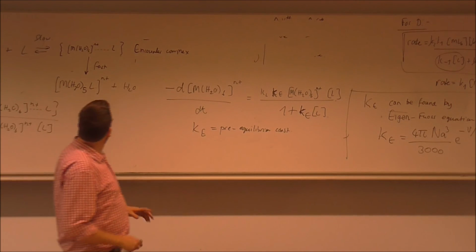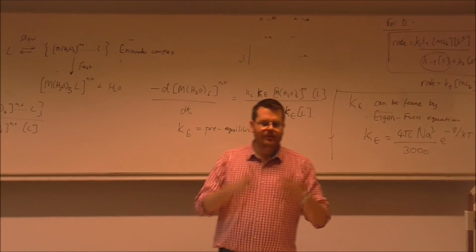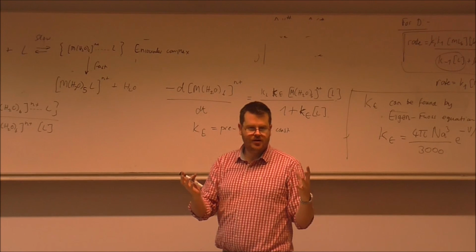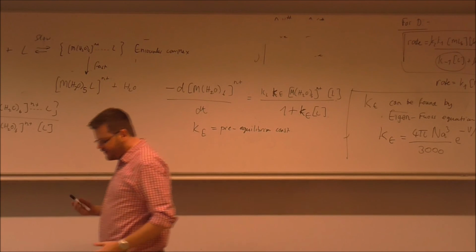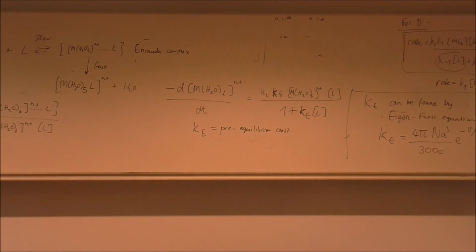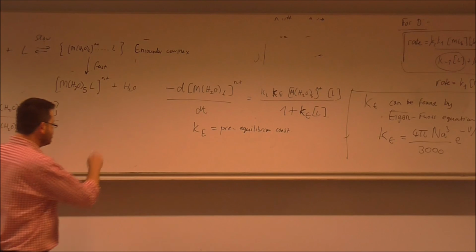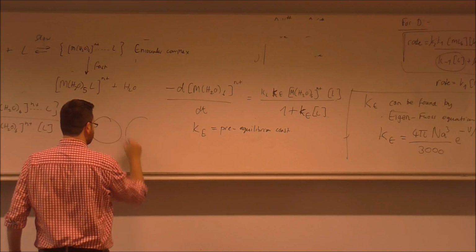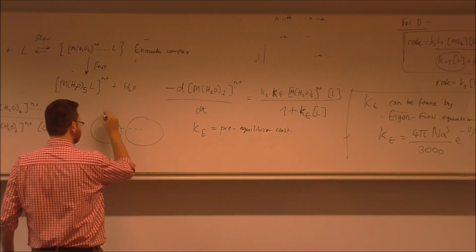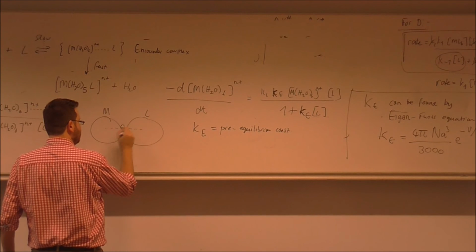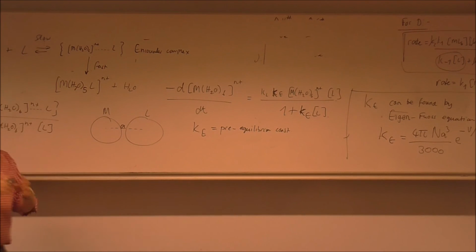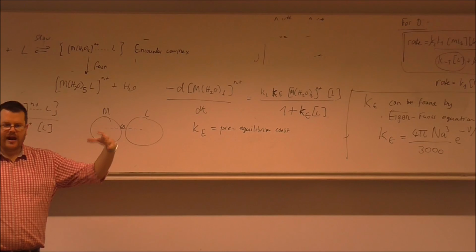If I have a big ligand that's coming in, will that make the pre-equilibrium constant big or small? Big, yes, because of A cubed, where A is the distance. Remember, you have this encounter complex. So the distance between, let's say, the metal and the ligand, that's A. So if the ligand gets bigger, Ke gets bigger.